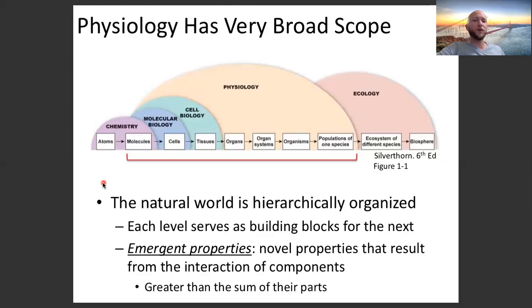When you group a bunch of the right cells together and you form a tissue, more emergent properties come out. Tissues have properties that the individual cells do not. They have emergent properties, and so on up the list. Organs have emergent properties. Organs are groups of tissues. Organs can do things that those tissues cannot. Organ systems can do things that organs cannot. There's emergent properties.